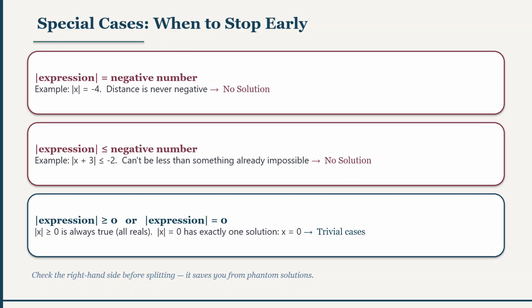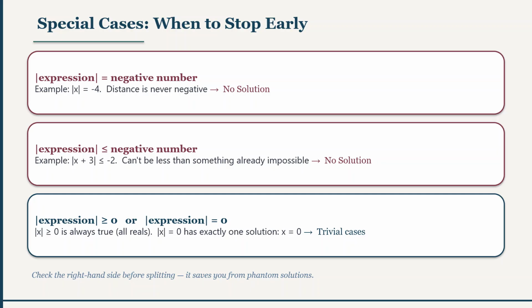Stop immediately. Second, the absolute value of an expression is less than or equal to a negative number. Example, the absolute value of x plus 3 is less than or equal to negative 2. If the absolute value can never be negative, it certainly cannot be less than a negative number. Again, no solution. Stop immediately.